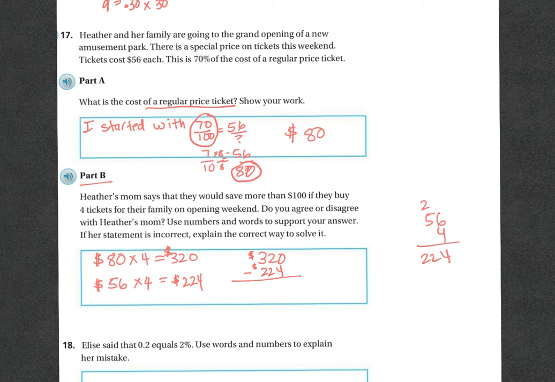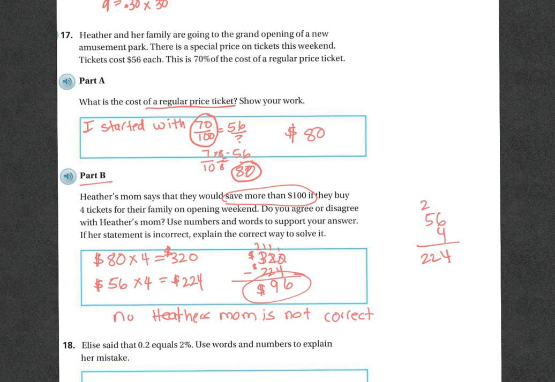So I can't take 0 from 4, so I'm going to have to make this a 10, and I'm going to have to regroup. And 10 minus 4 is going to be 6. I can't take 1 from 2, so I'm going to have to regroup again, and this is going to be 11. 11 minus 2 is 9, so it's $96. Now, she said they would save more than $100. Really, they're only saving $96, so no. Heather's mom is not correct.